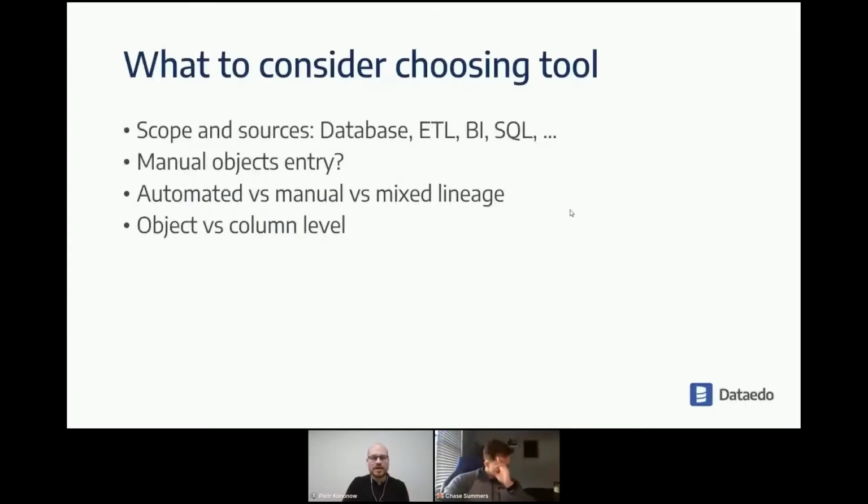The same story applies to all those other technologies which are not part of this solution. So I believe a manual or mixed approach would be very beneficial. And the last question is object versus column level. The diagrams I've shown you were object level, so you can see source table and destination table. Many tools show the flow on a more granular level. They show how the data flows from one column to another column. That's another thing to consider.